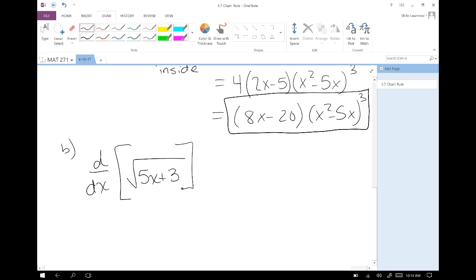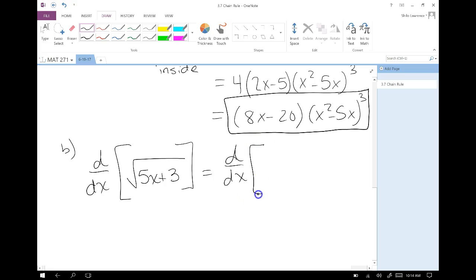We're going to find the derivative for the square root of 5x plus 3. So this expression has an inside and an outside. If you want to, you can start by rewriting it. We're not doing the derivative yet, but we're just going to rewrite it so it's easier to see what the inside and the outside are.